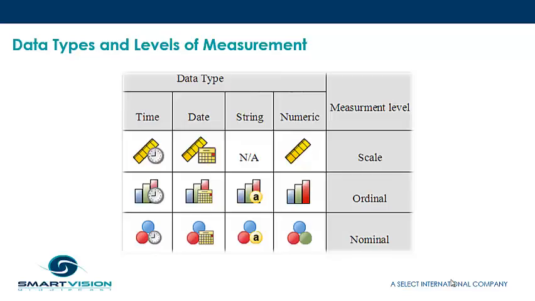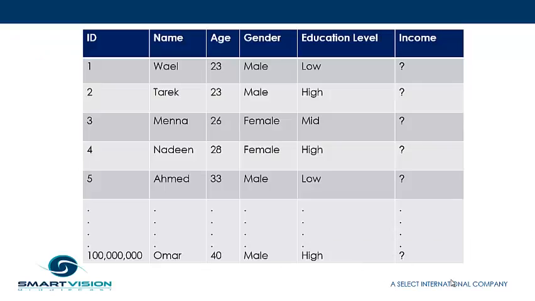The second scenario is to treat these numeric data as normal numbers. But in this case, we can do any calculations on its data, and we can say that this variable has a scale level of measurement.